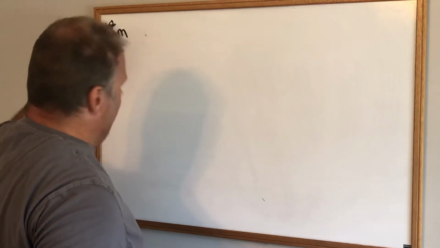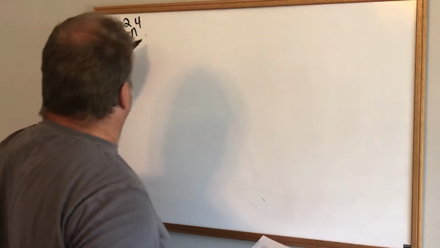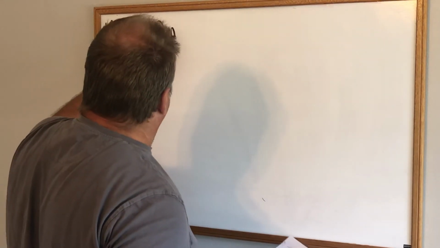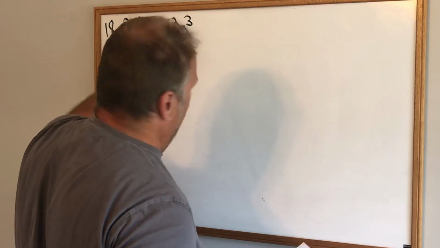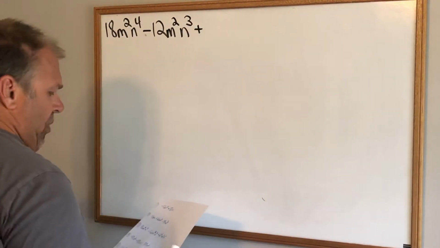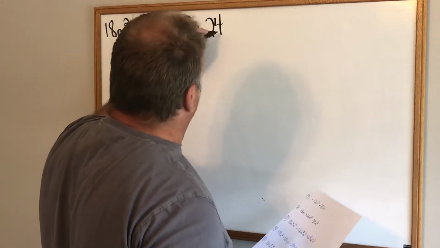18m squared n to the 4th minus 12m squared n cubed plus 24m squared n squared.